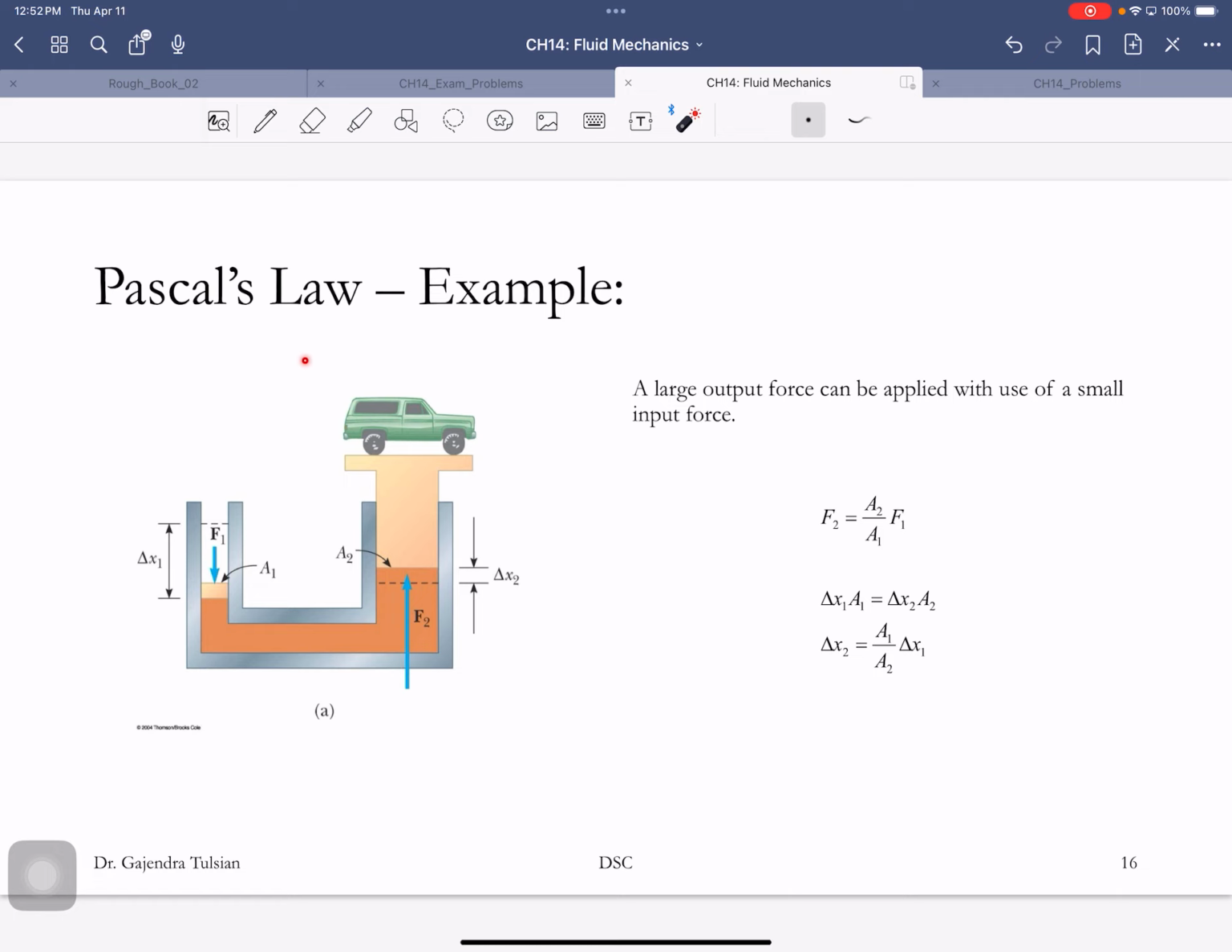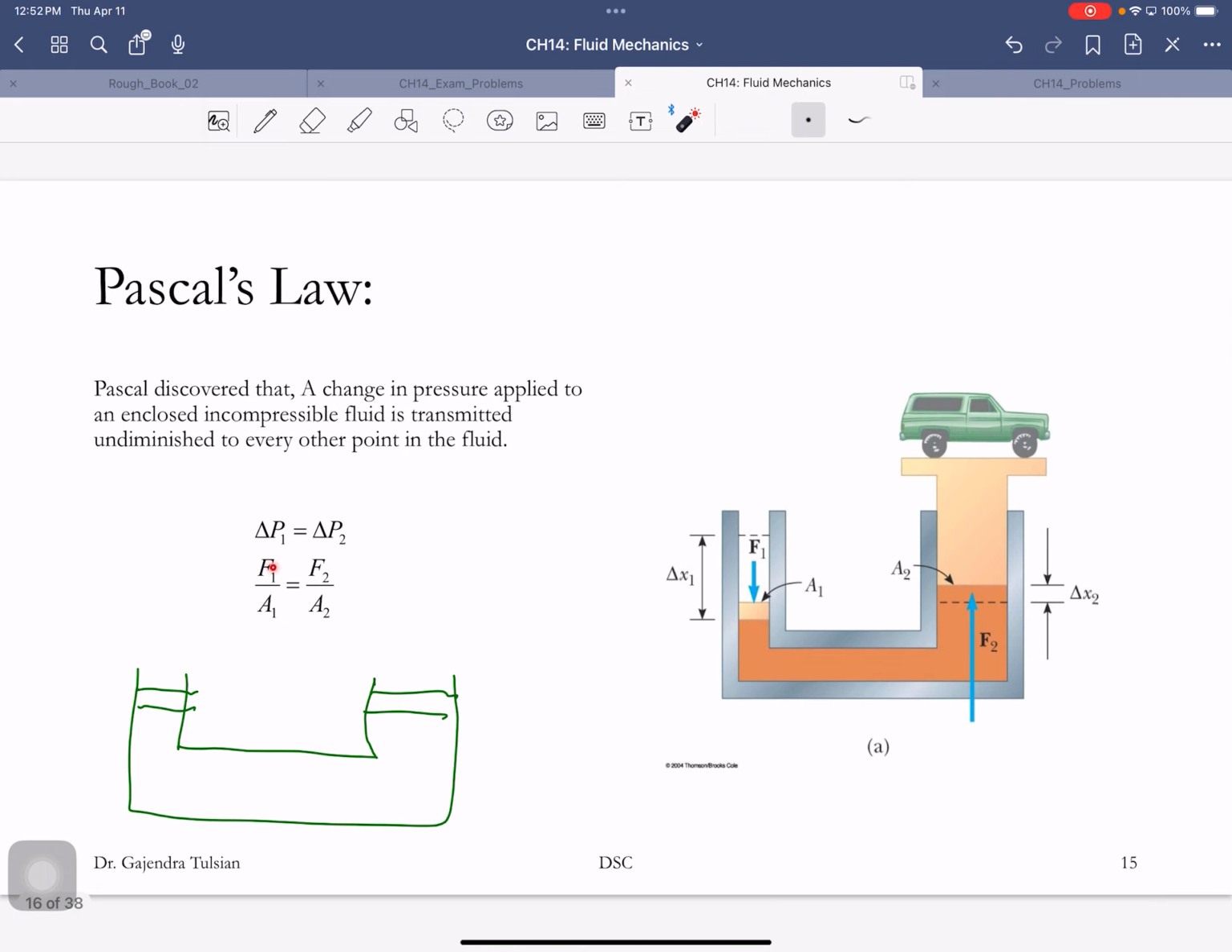So what does Pascal's law say? Pascal's law says an increase in pressure at any point on an enclosed fluid is transmitted undiminished to every other point in the fluid. You increase the pressure here by 20 psi. Everywhere in the liquid, the pressure increases by 20 psi.